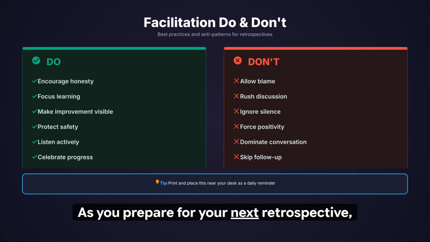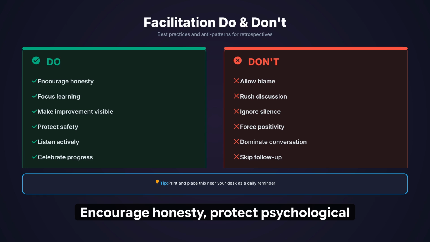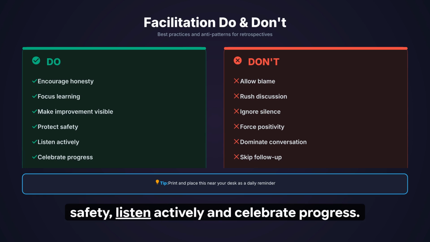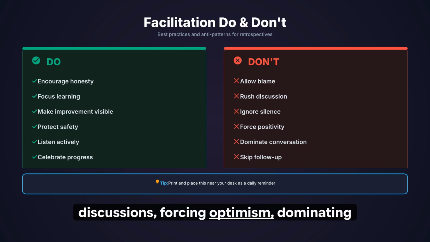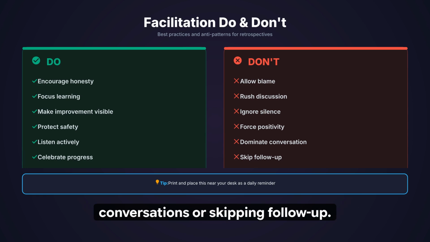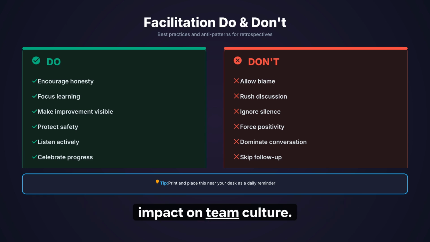As you prepare for your next retrospective, remember 2 simple lists. Encourage honesty, protect psychological safety, listen actively, and celebrate progress. At the same time, avoid blame, rushing discussions, forcing optimism, dominating conversations, or skipping follow-up. Small facilitator behaviors create a huge impact on team culture.